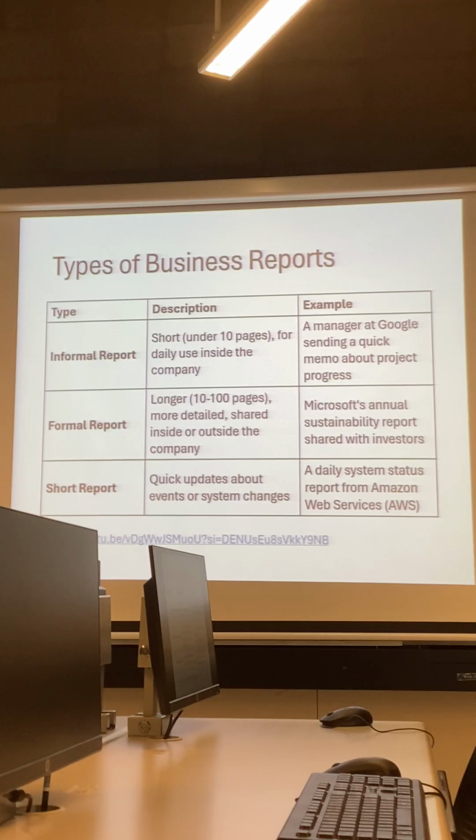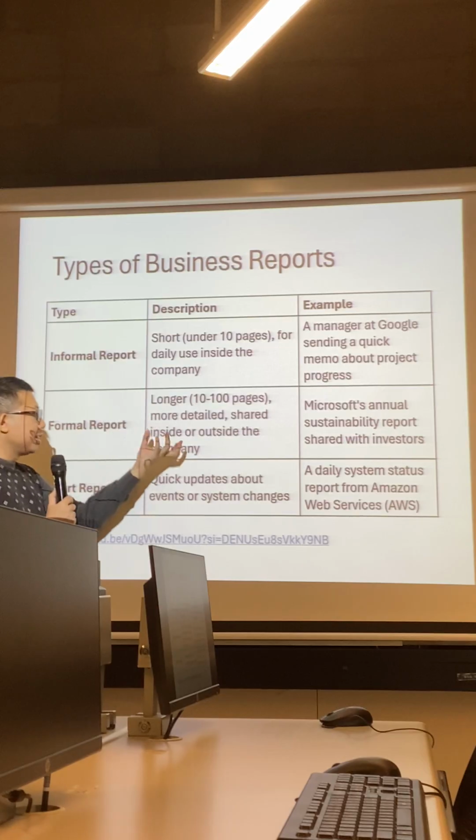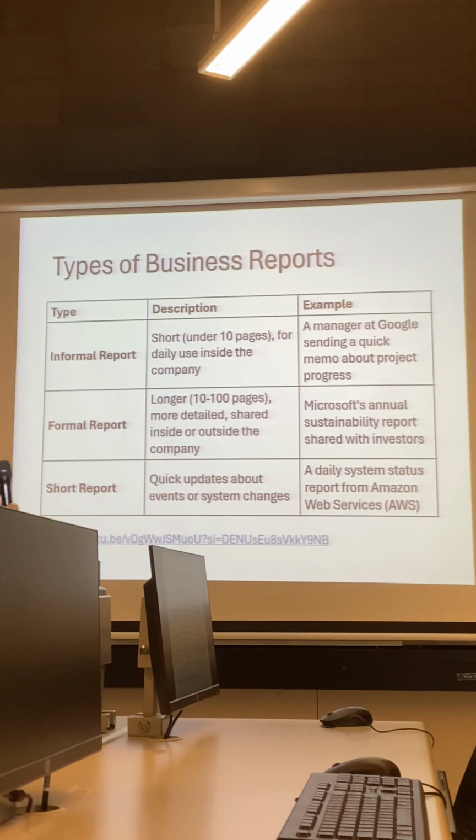Another thing is the formal report. From the name, it is formal. Formal reports are usually longer, like 10 to 100 pages, more detailed, and shared inside or outside the company. Then the short report is a quick update about an event or system change. So there are informal, formal, and short reports. Short is really short, a quick update about an event or system change.